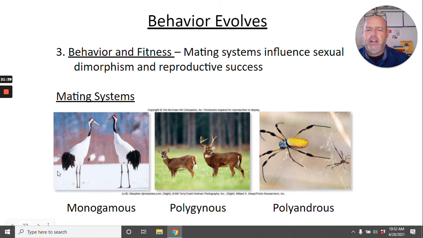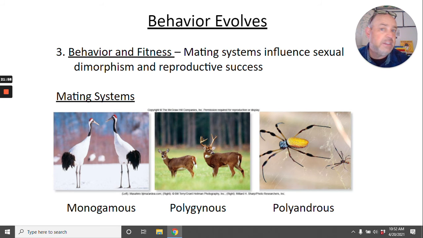So do you guys know these words here? Monogamous, polygynous, and polyandrous. So if you're in a monogamous mating system or monogamous relationship, that's one mate and it's mate for life. So bald eagles do this. A pair of bald eagles will mate for life and they will stay together their whole lives.